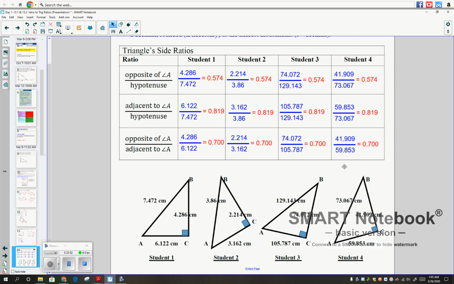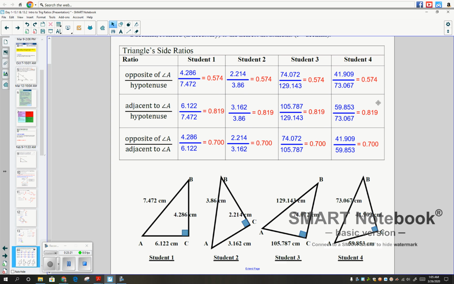But the question is, we want to look at questions B, C, and D down below. We're going to talk about these. When I look at these ratios, do you see a pattern? Yes, there is a pattern.